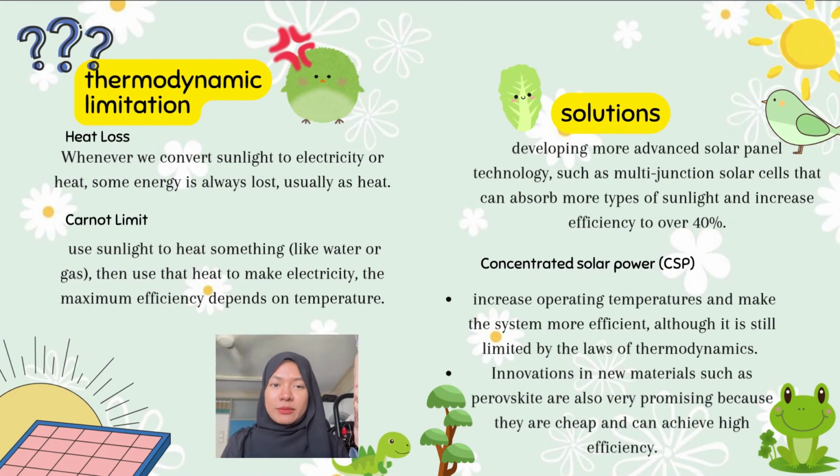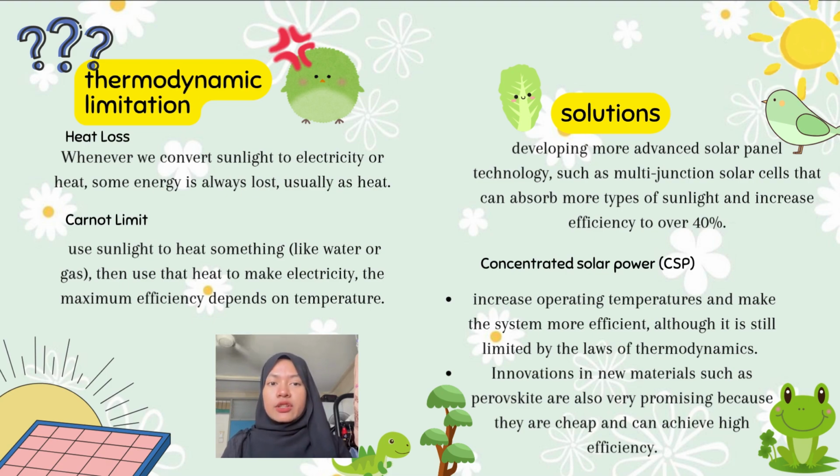Next is thermodynamic limitation on solar panel. First of all is heat loss. Whenever we convert sunlight to electricity or heat, some energy is always lost. In this matter, we cannot avoid it because it is a natural rule: no energy system is 100% efficient.